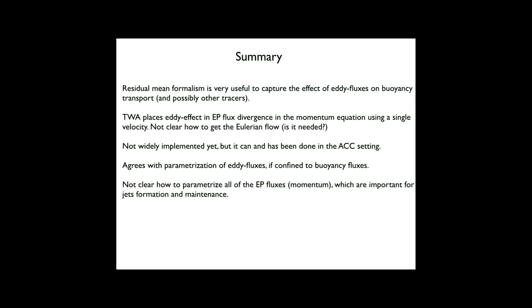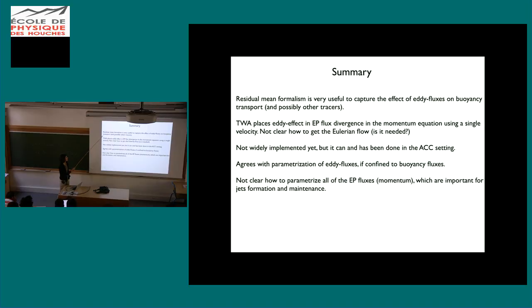So the summary so far is that the residual mean formalism or thickness weighted average formalism is very useful to capture the effect of eddy fluxes on buoyancy transport. And if you are interested in knowing the transport of buoyancy or potential temperature or other entropy-like quantities, that is what you have to look at, not the Eulerian mean flow, because that is deceiving. It's deceiving both in the atmosphere and the ocean.